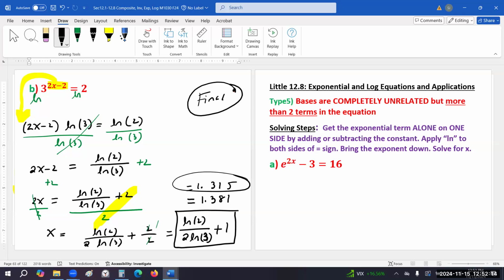If you want to combine 2 things into 1 thing, which one do we get rid of? 3. 3 is a constant, 60 is a constant. So to make our life easier, we add 3 to both sides. So we get e to the 2x is 19. And now we are happy because we have only 1 thing on each side of the equal sign. So what do you do? Next step?